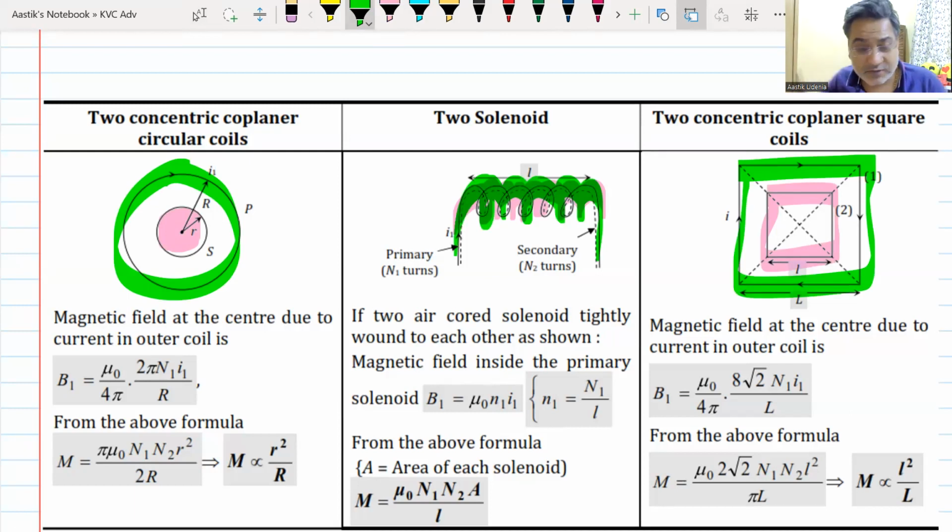What you have to remember in these formulas may not be the exact one, but this one: it is proportional to the radius of the inner coil squared divided by the radius of the outer coil. Here it is proportional to n1 n2 into A by l. Here it is proportional again to the length of the inner coil squared divided by the length of the outer coil. Small l is the length of the inner coil and capital L is the length of the outer coil. Similarly, for the circular coil, it is small r squared, the radius of the inner coil, divided by the radius of the outer coil. Do we understand this? These are the things that you have to note. We get this? Yes, sir. Do it fast.